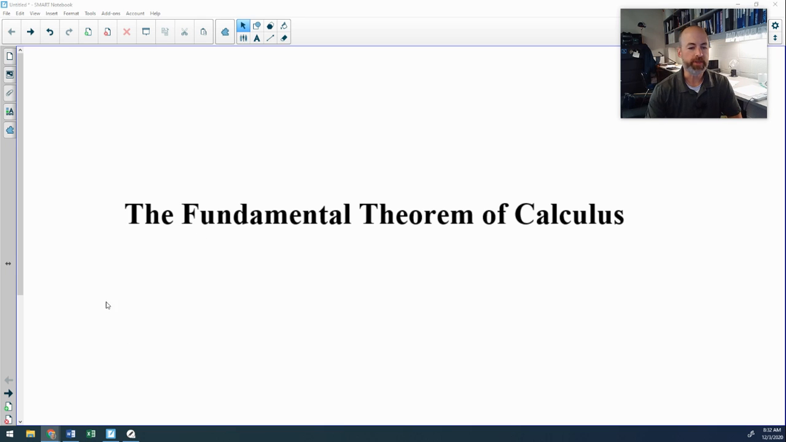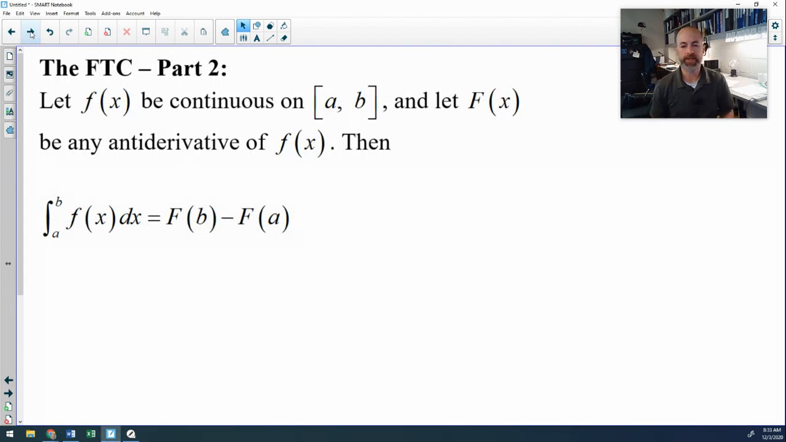Let's look into the fundamental theorem of calculus a little bit more. We have already talked about what is officially dubbed part 2. It's your evaluation theorem, where if you want to find the area under a curve or evaluate a definite integral, then you find the antiderivative, plug in the upper limit and lower limit, and subtract the two. And that is part of the fundamental theorem of calculus.